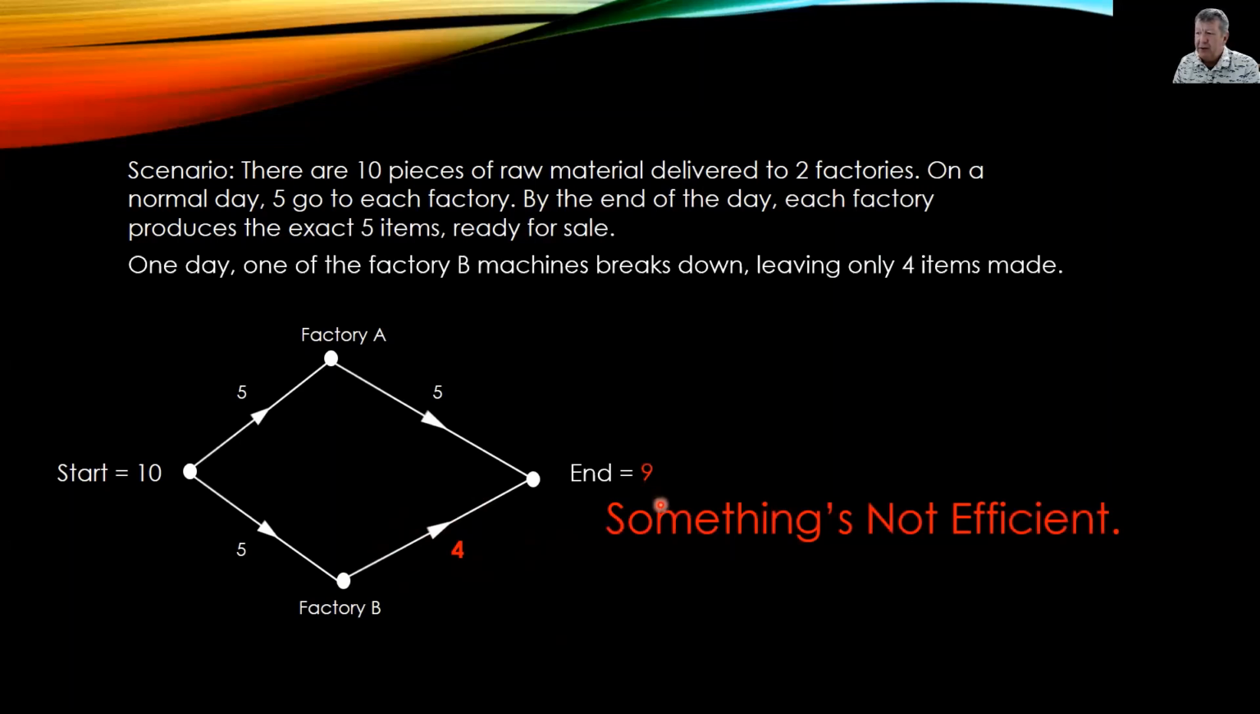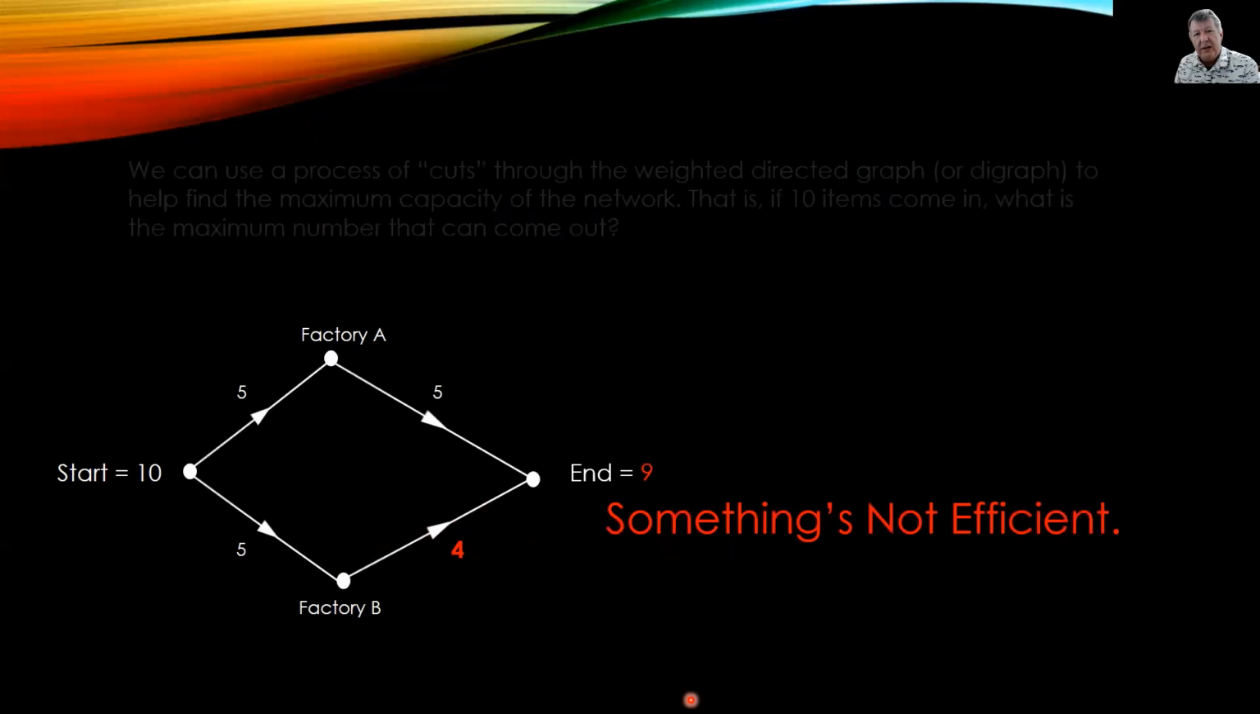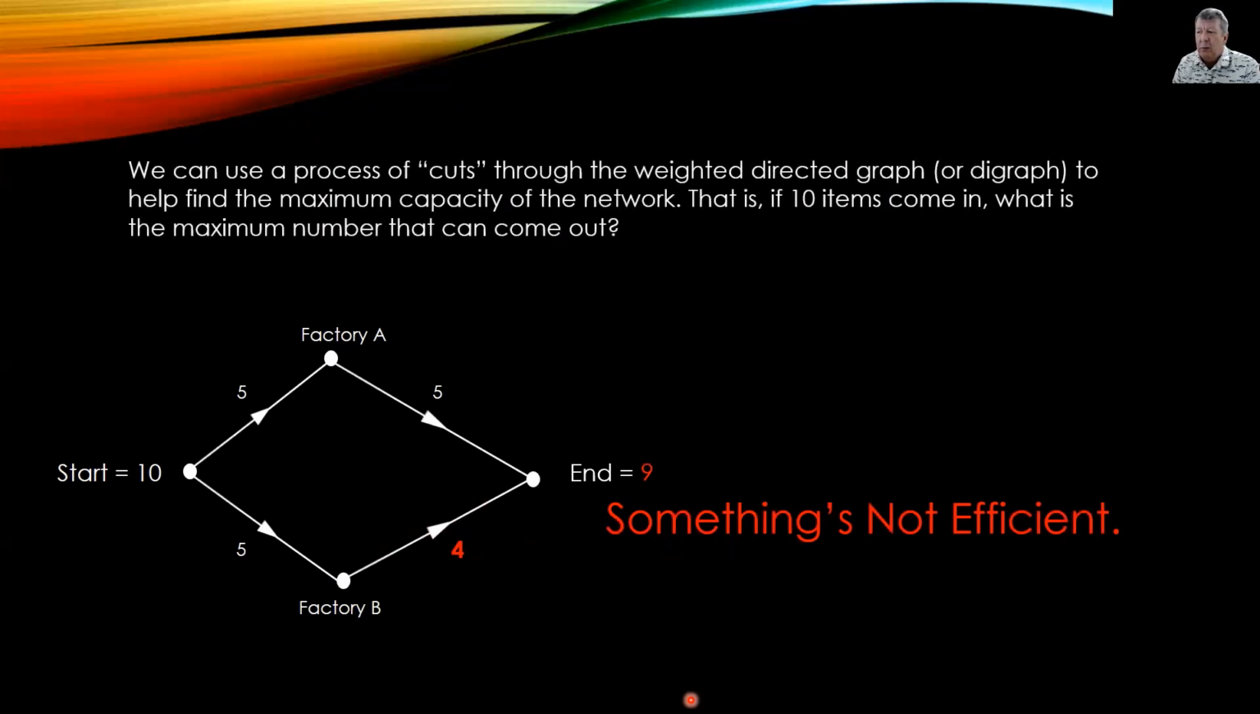So something's not efficient. Now we have a process using the flow diagrams and networks that we can use to demonstrate this. We do this by using what's called cuts through the diagram or digraph. It's a weighted directed graph, or digraph, to help find the maximum capacity of the network. So in other words, if 10 items come in, what's the maximum number that can come out?